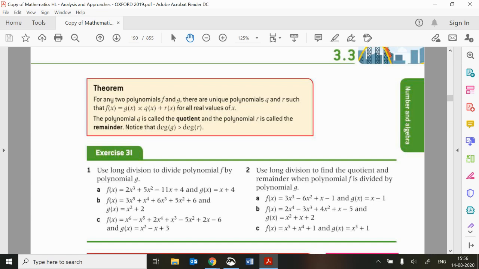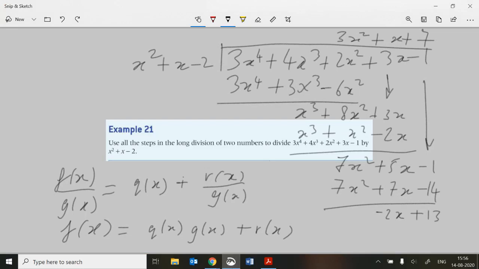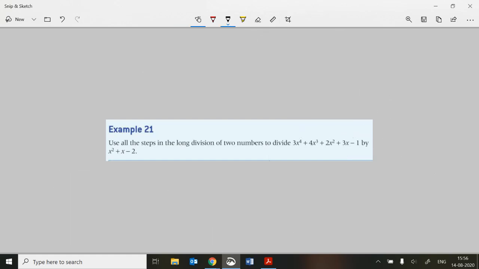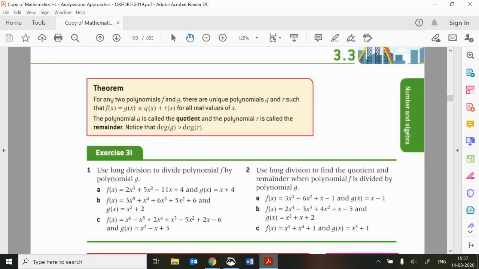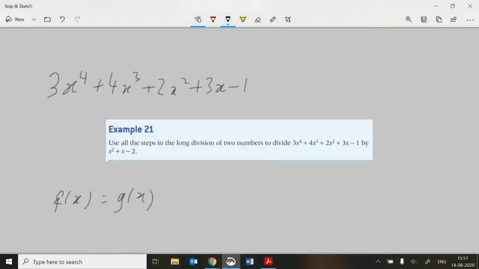Oh, one little extra thing. This can be done differently. Now have a look at this thing here. What we could do instead is say 3x to the 4 plus 4x cubed plus 2x squared plus 3x minus 1. Now, remember what we wrote. We wrote f of x is equal to, and let's be consistent with what the book's saying, g of x there, so that's our divisor, and then times q of x plus r of x.